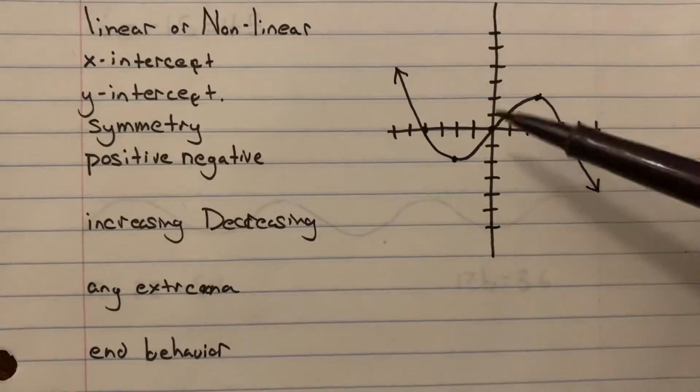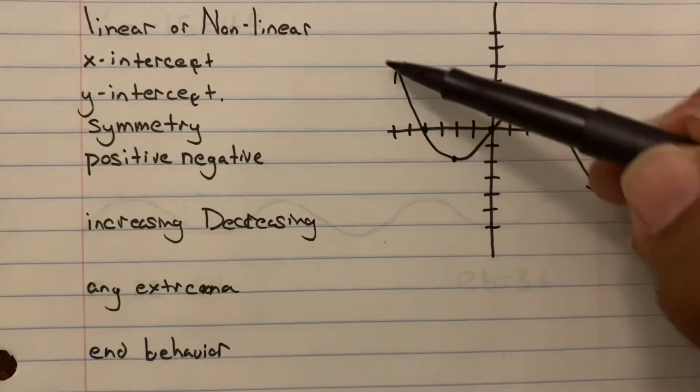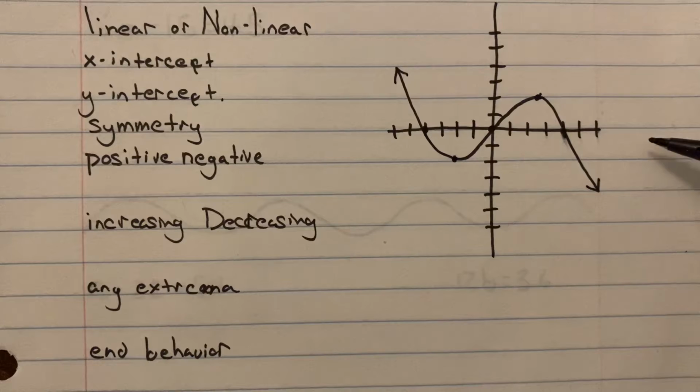The end behavior is what's going to happen after it goes here. So as x decreases, y increases here. And as x increases, y decreases. And that would be the end behavior.